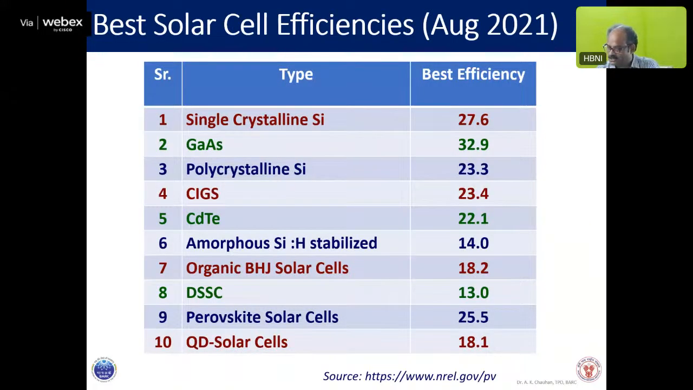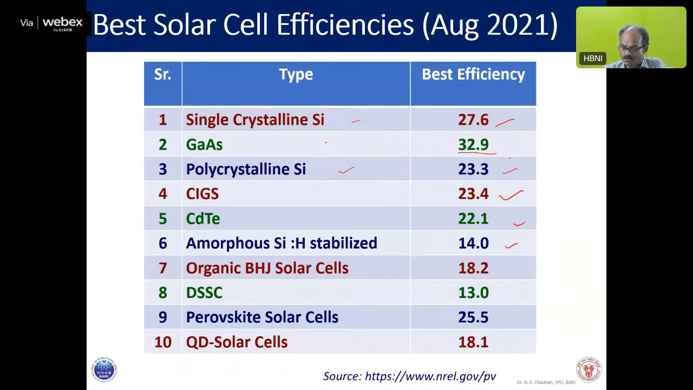So if we summarize, the best efficiency for single crystalline silicon is 27.6%. For gallium arsenide, it is 32.9%. Polycrystalline silicon gives 23.3%. This is for the best, not commercial, but at laboratory scale. CIS 23.4, CdTe 22.1, amorphous stabilized 14%.